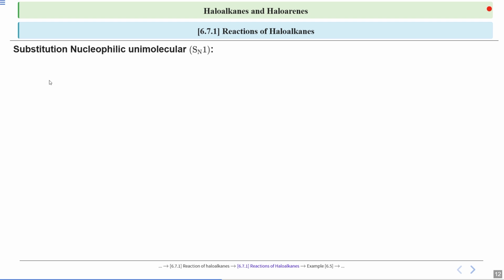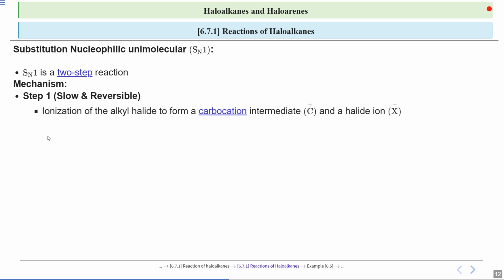Let's see the substitution nucleophilic unimolecular reaction, that is the SN1 reaction. SN1 is a two-step reaction. SN1 reactions happen in a two-step process. The mechanism involves two steps. Step 1 is a slow step, and it is also a reversible step. It is the ionization of alkyl halide to form a carbocation intermediate, which is C positive, and a halide ion, that is X negative.